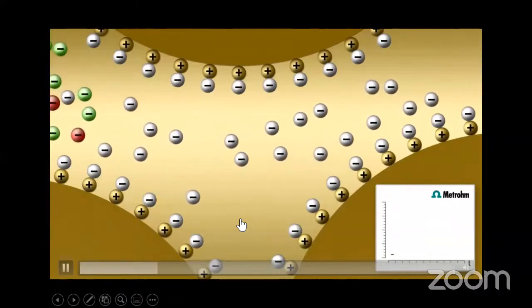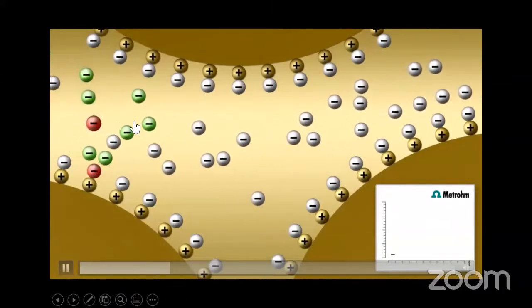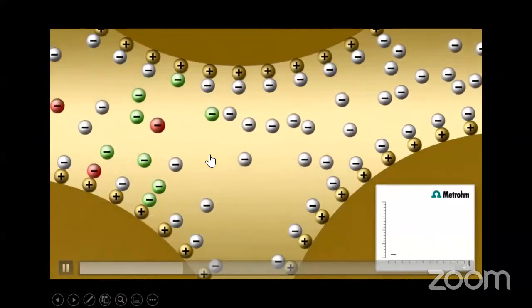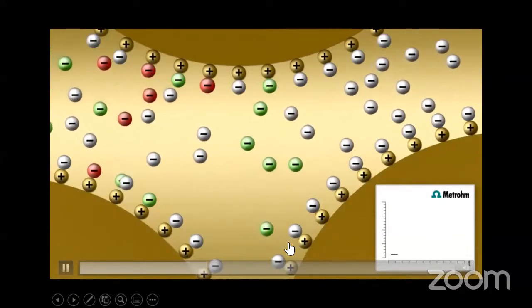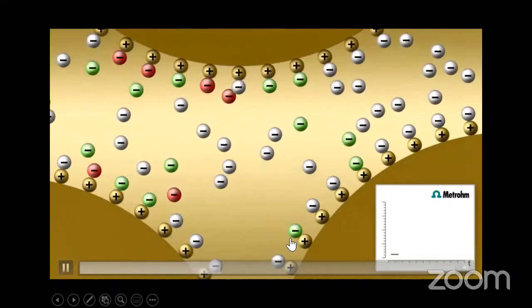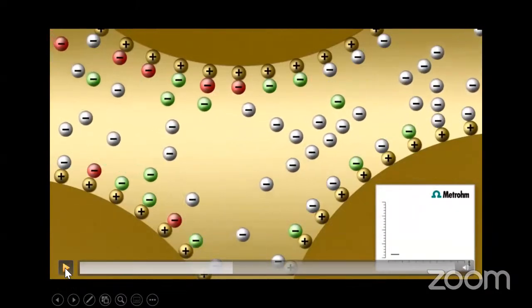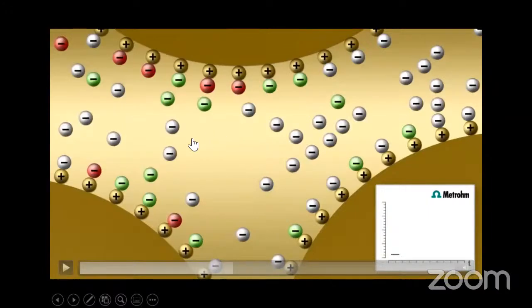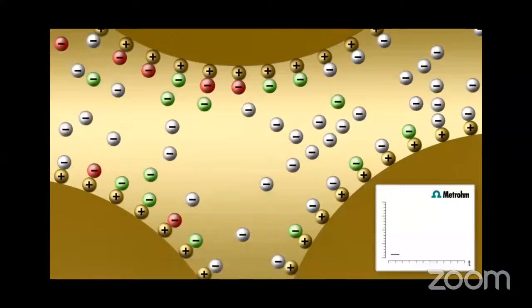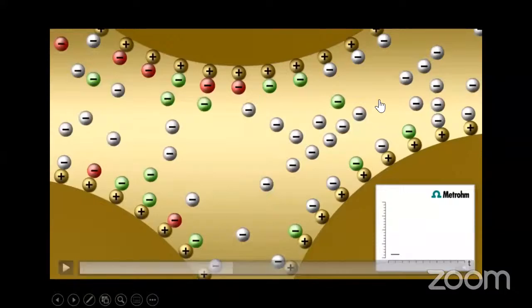Now let us introduce the sample inside the column, which is the green ions and the red ions. You can see here there's an exchange happening. The sample ions displace the eluent ions, that is your CO3 2-, and they occupy the space. This is the first exchange. That is the reason it is called ion exchange chromatography. Let us assume the green ions are chloride and the red ions are nitrate: NO3- are the red ions and the green ions are Cl-.